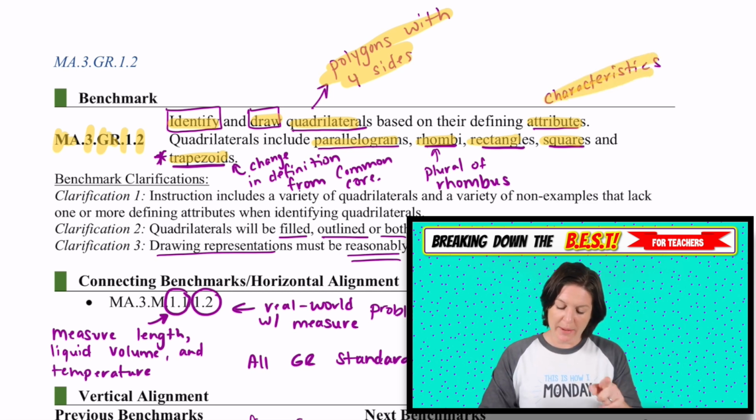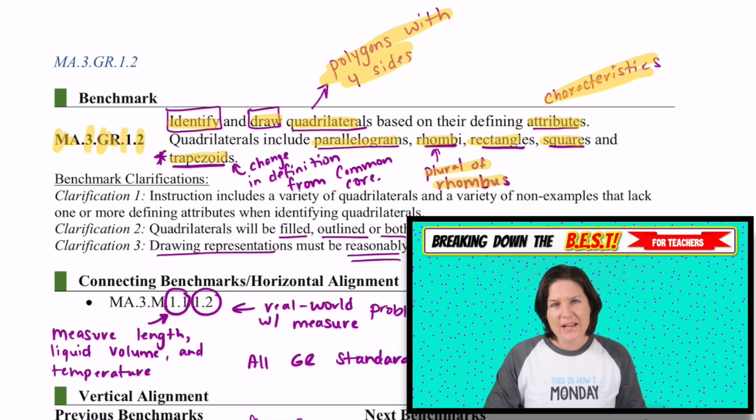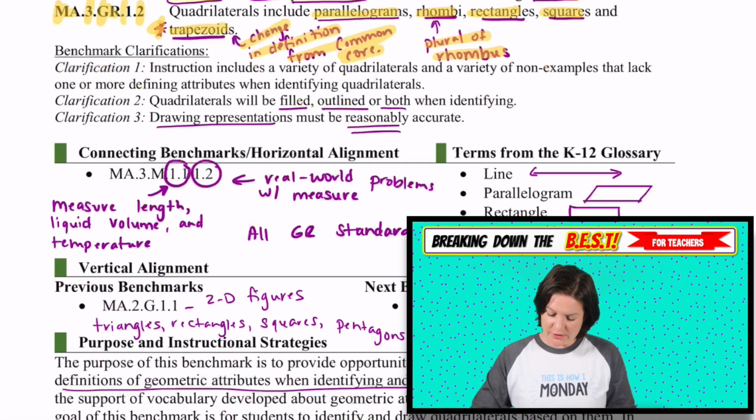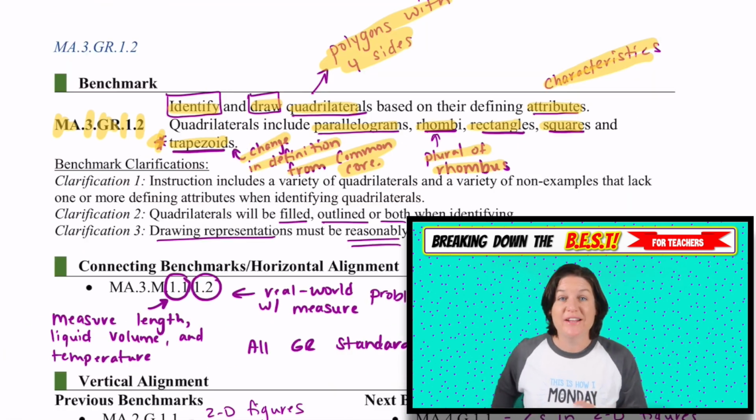characteristics. Notice here that with rhombi, this is the plural form of rhombus. So when you're referring to more than one rhombus, you would say rhombi. Sometimes students will see that and be like, wait, rhombi. Most times students will see the word rhombus, but make sure that you go over that word rhombi being the plural form so it doesn't throw off your students. And trapezoids, I put a star right here because there's a change in definition from the Common Core standards, which we will talk about in just a minute.